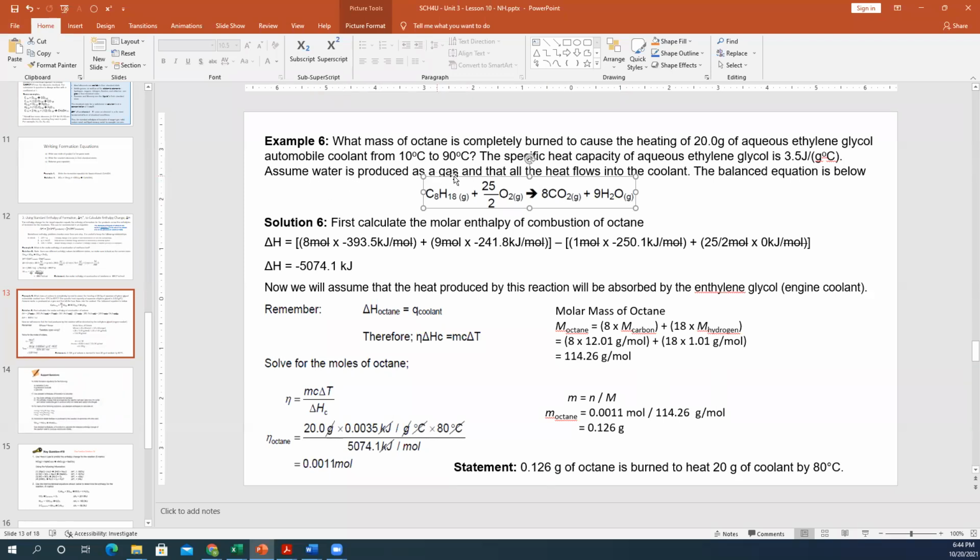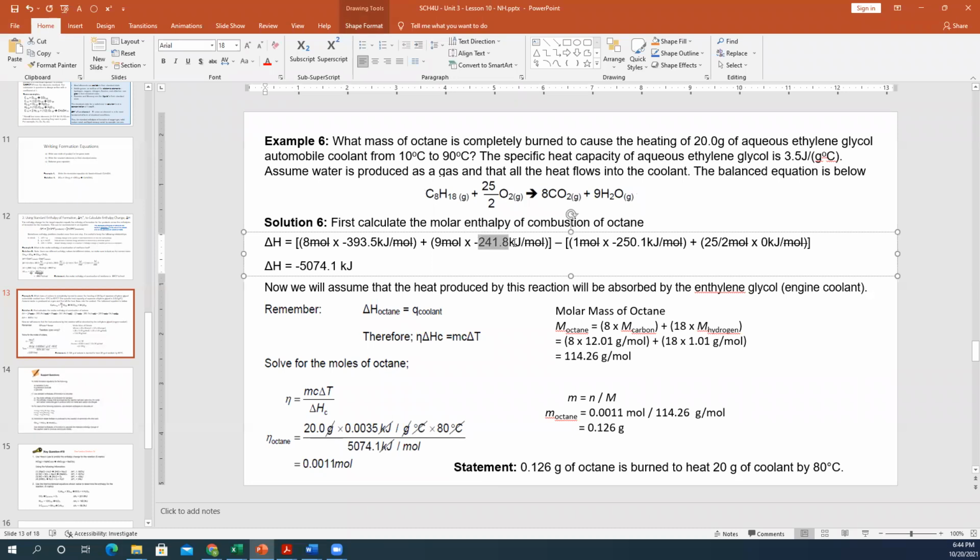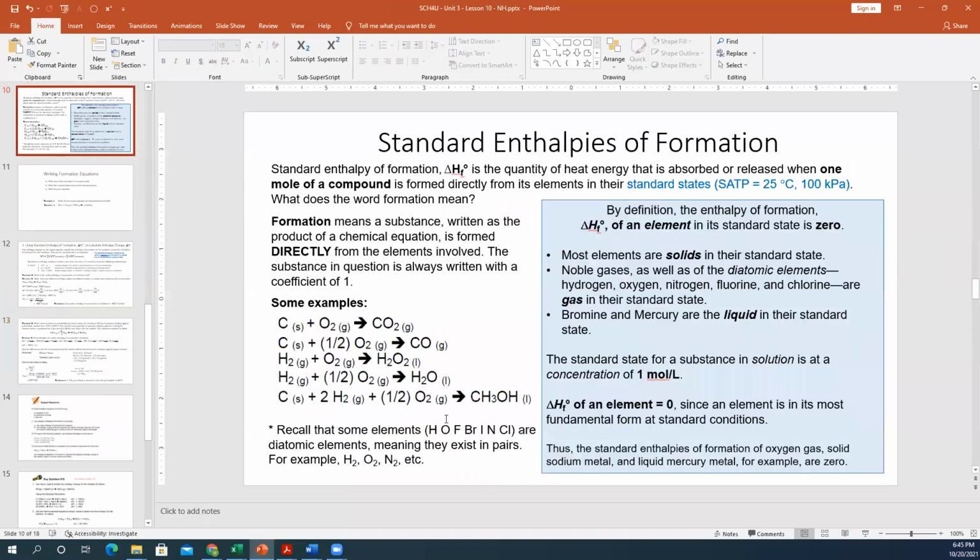We can look up the formation of, this time, notice it's H2O gas. Assume water is produced as a gas. So we make sure that we grab the value from the table for water in the gas state. And so on and so forth. For octane, the value is 250.1. And for oxygen, well, oxygen is 0. Remember a couple of slides ago? Delta H of an element in its standard state is 0.